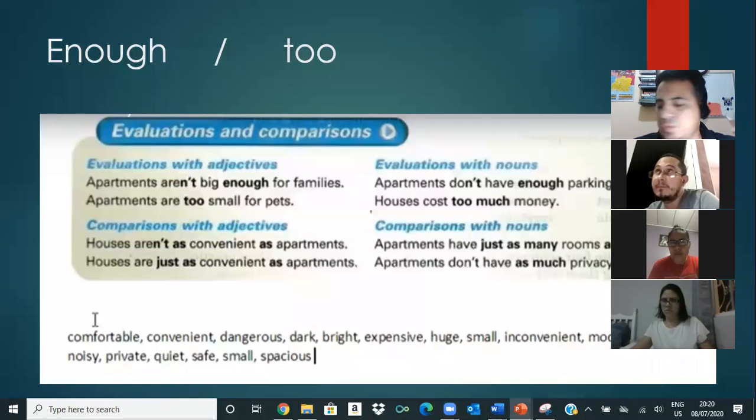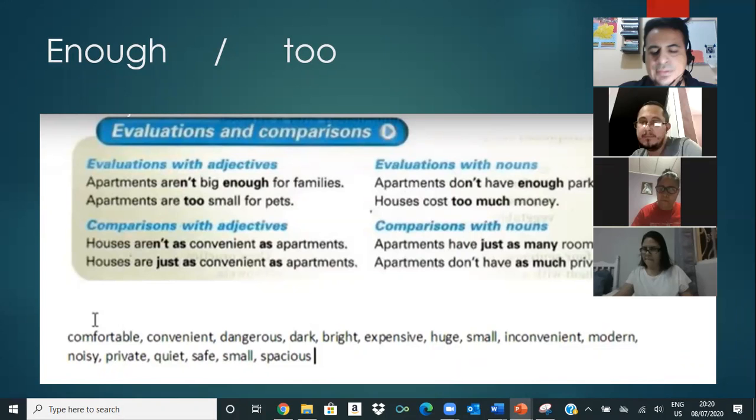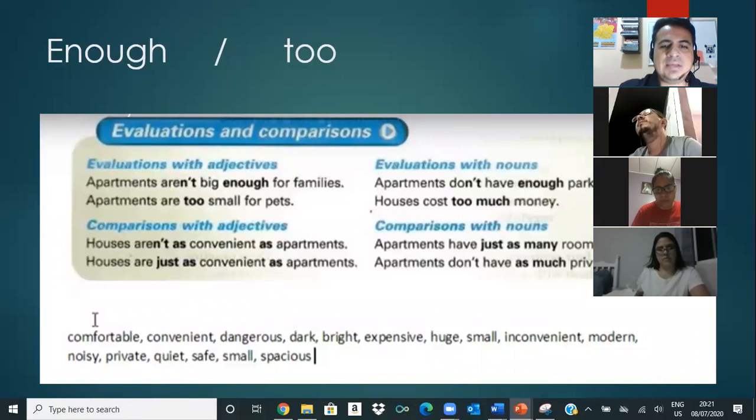Huge. Es como una... Ay, esa me cuesta. Ah, it's a pronunciation, like a, como un tren. Ch, ch. Huge. Okay, ¿qué significa big? The same thing as big. Small, repeat after me, small. Inconvenient. Modern. Moderno, modern. Repeat, noisy. Private. Quiet. Safe. Small. Spacious. What is spacious? Espacioso. Like big, you know, a lot of space.